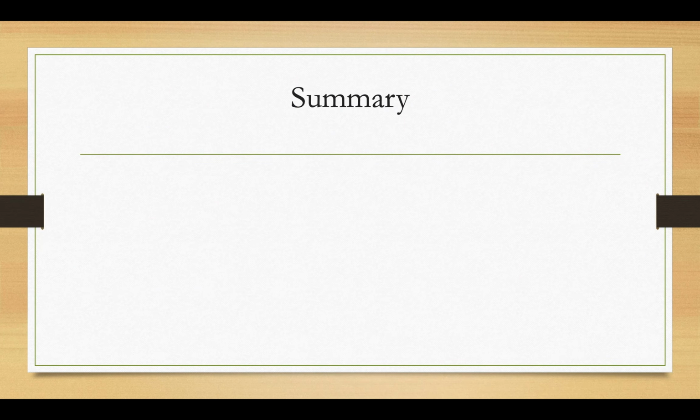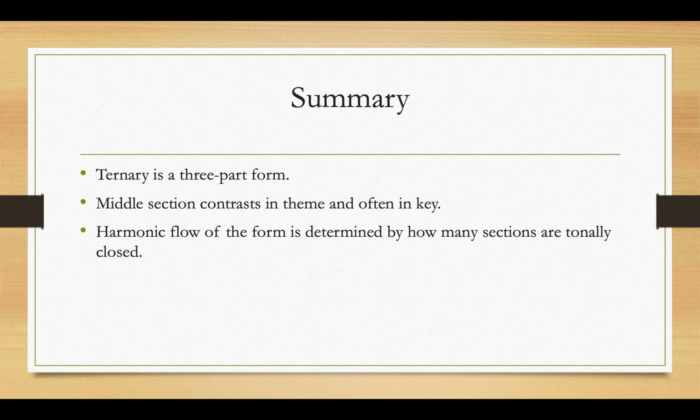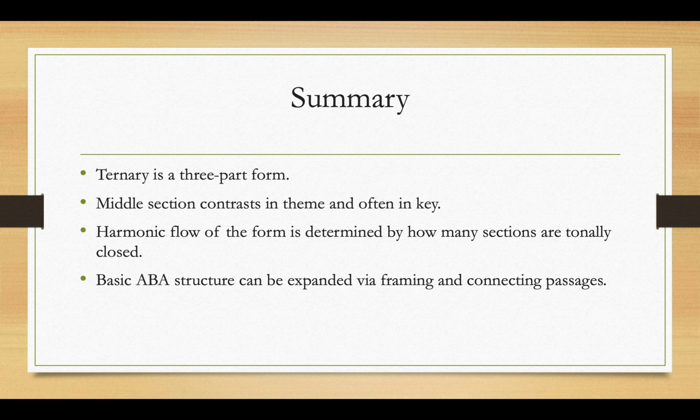So to emphasize a few main points, ternary is a three-part form, typically ABA, so the essence of this is a section, a contrasting section, and then a return to the opening section. The middle section contrasts in theme and often in key. Most of the time that middle B section will be in a different key, though again, it is possible to find ternary forms where the melodic contrast is what is establishing that middle section as different from the others. The harmonic flow of the form is determined by how many sections are tonally closed. It could be just one section is tonally closed, two of them are tonally closed, or all three sections are tonally closed. And that basic ABA structure can be expanded via framing and connecting passages.